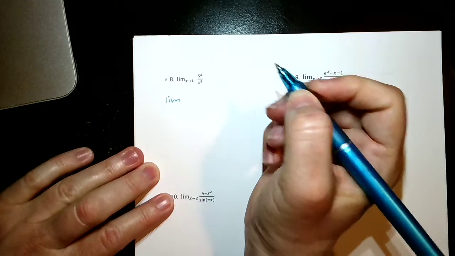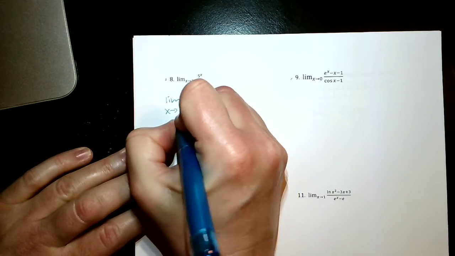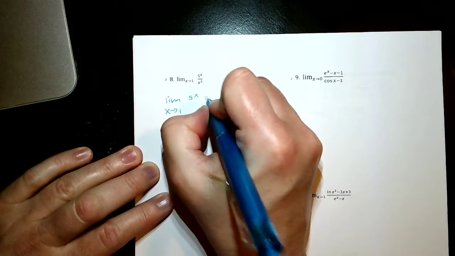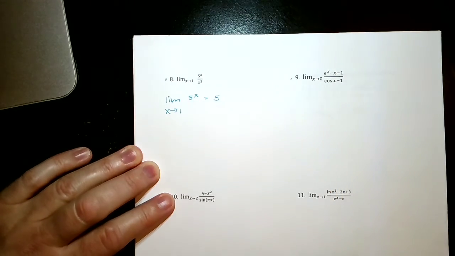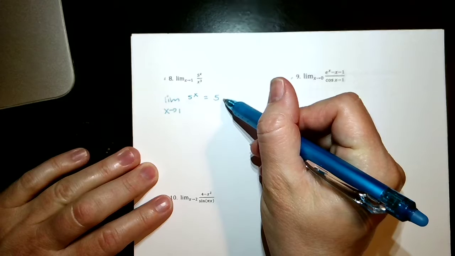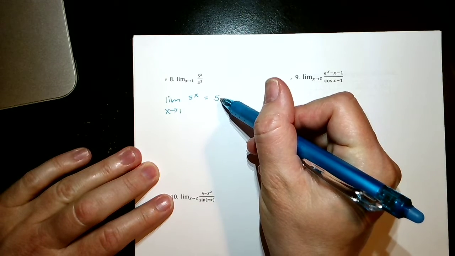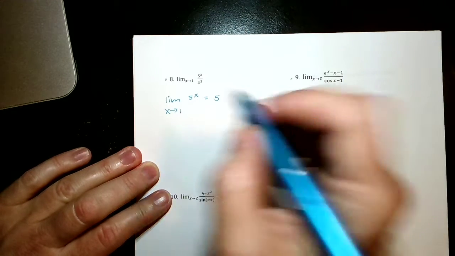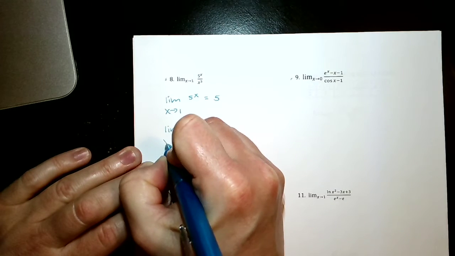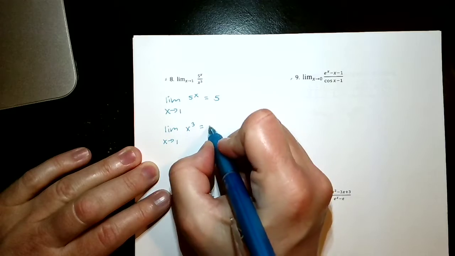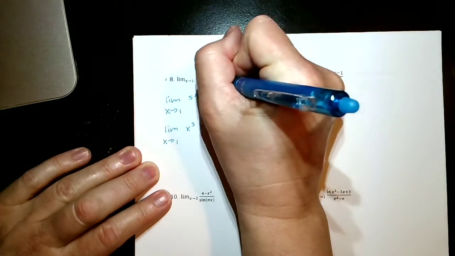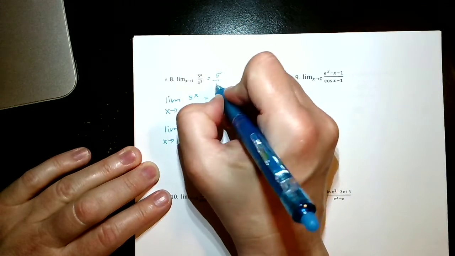So let's do our limit of the numerator, as x approaches 1, of 5 to the x. Well, 5 to the first power is 5. So right off the get-go, I know I can't use L'Hopital because I can only use L'Hopital if I have a 0 over 0 or infinity over infinity. The limit of the bottom, x to the third, well, 1 cubed is 1. So this problem becomes 5 divided by 1.